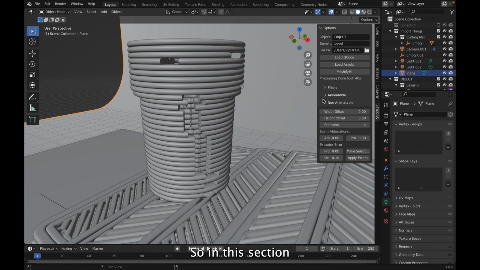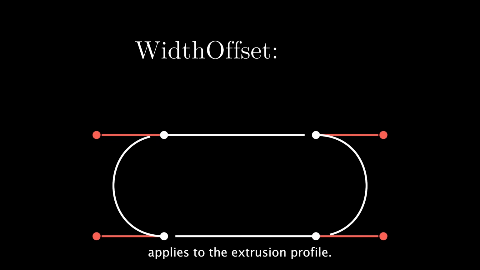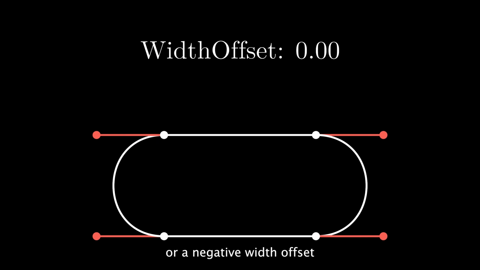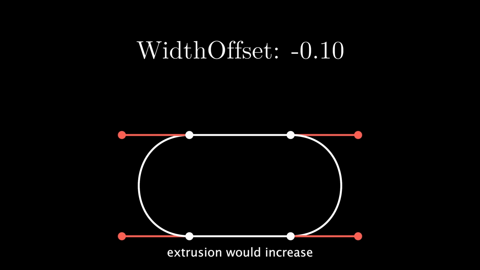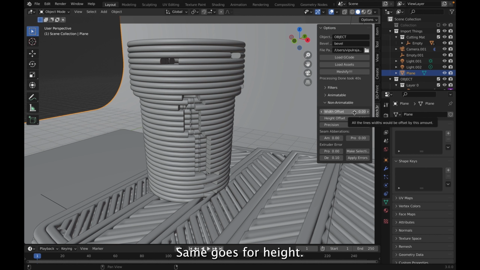So in this section, there is width offset, height offset, precision, and seam aberrations. These 4 things, you have to set them before you import the G-code. We'll take a look at what these are as well. So for width offset, this applies to the extrusion profile. If you give it a positive or a negative width offset, the width of your extrusion would increase or decrease by that margin. Same goes for height.